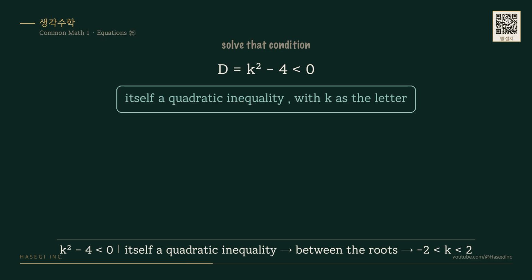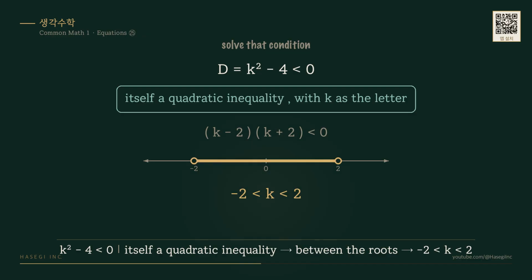Here is the pleasing part. That is itself a quadratic inequality, only with k as the letter this time. Use exactly the method from before. k squared minus 4 factors into the bracket k minus 2 times the bracket k plus 2, so the two roots are minus 2 and 2. A product is negative between its roots, so the answer is k between minus 2 and 2.